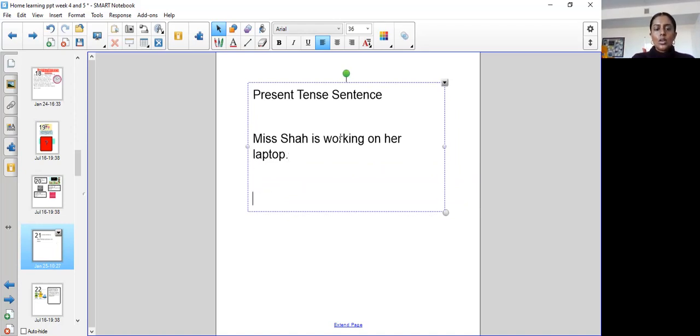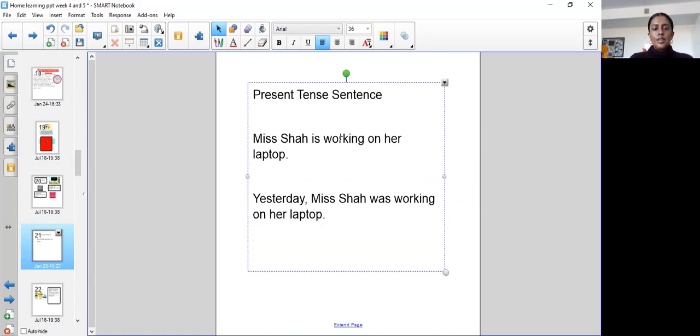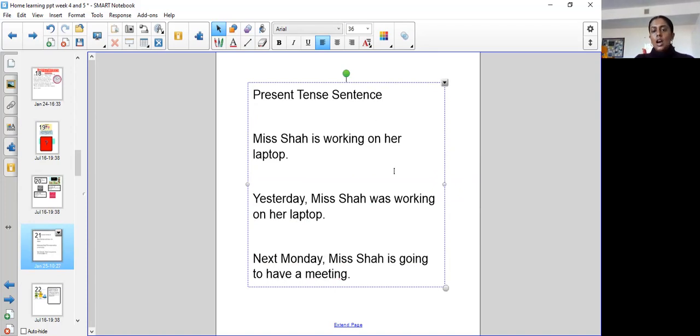Let me give you a sentence of the past tense. Yesterday, comma, Miss Shah was working on her laptop. And a future tense sentence would be: next Monday, Miss Shah is going to have a meeting. These are words which have changed the way that the tenses show in the sentences. Miss Shah is working on her laptop, she's currently doing that right now. Yesterday is the past tense. Yesterday, Miss Shah was working, or I could change working to worked, past tense. Yesterday, Miss Shah worked on her laptop.